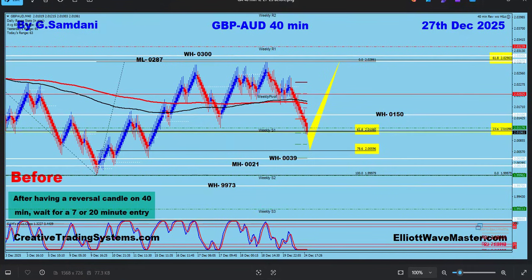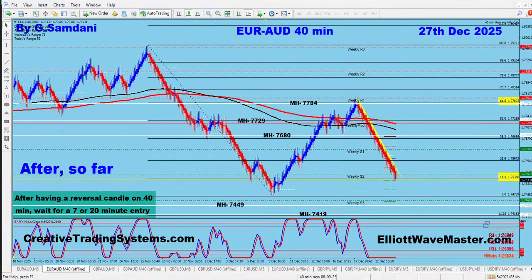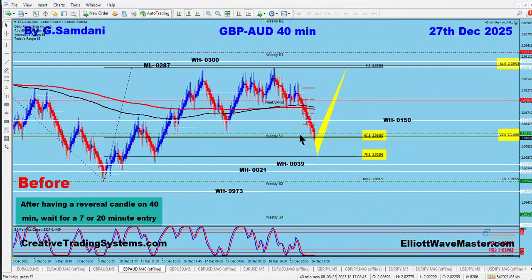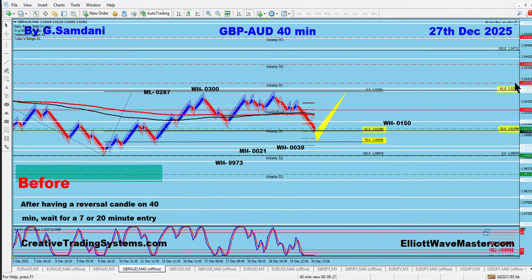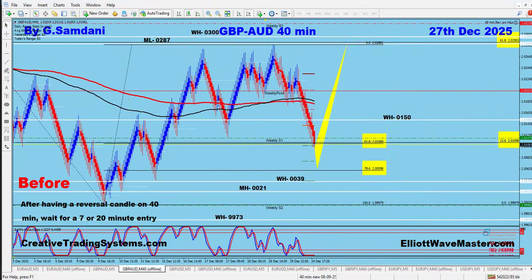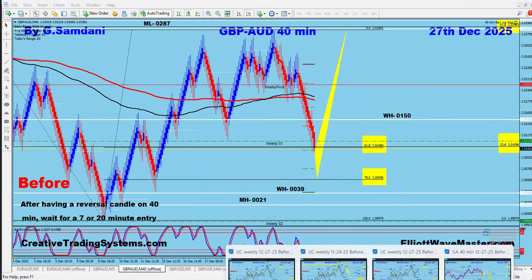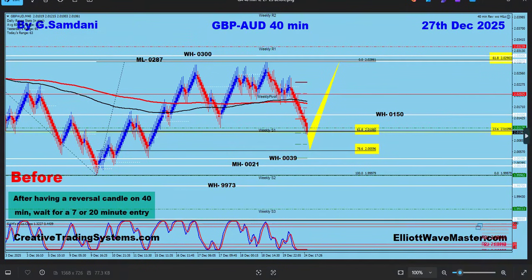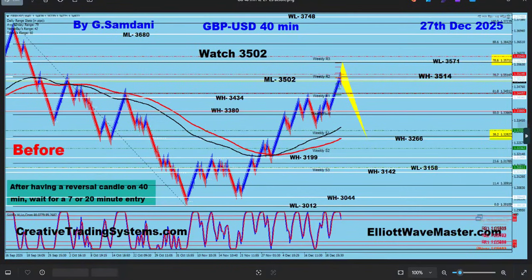So we're looking out, and if that is going to happen because Euro Aussie is going up, then Pound Aussie will also go up, right? And this will end up at 78% here somewhere in this area. Okay, so this is Euro Aussie and Pound Aussie. What else do I have? I have Pound USD now.